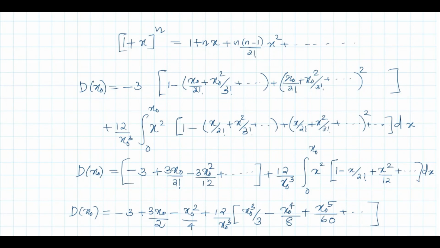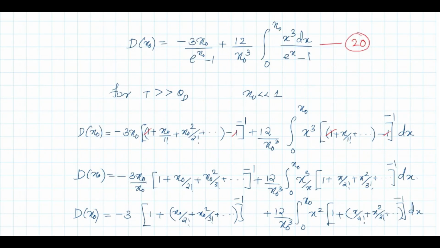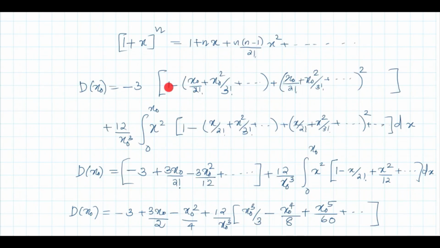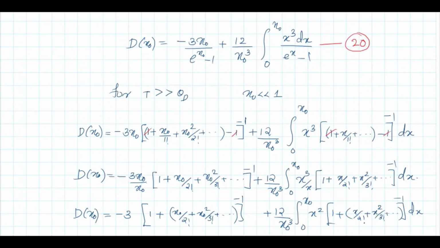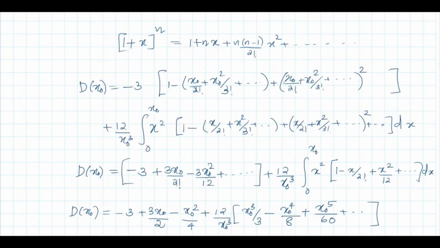We have the binomial expansion: 1 plus x raised to n is 1 plus nx plus n into n minus 1 by 2 factorial x square plus etc. Applying that, you will get D of x naught is equal to minus 3. There is a minus 3 here. 1 plus, instead of x, you have the quantity inside this bracket. So 1, n is minus 1. Instead of n, you have minus 1. So 1 minus that quantity inside the bracket plus, why this plus?